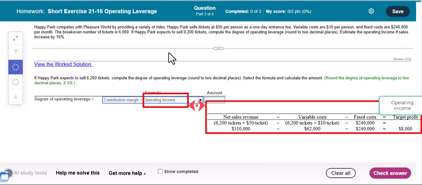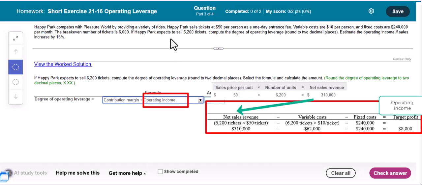So to calculate operating income, and this is a screenshot of our solution, you just take the net sales revenue and you subtract both of the different types of costs, the variable costs and fixed costs, and that gives you operating income. So to calculate net sales revenue first, going down the rabbit hole here, we need to find out the number of tickets they expect to sell. So again, that is this 6,200 tickets. And make sure you do not grab this break-even number here of 6,000. So read carefully. So we expect to sell 6,200 tickets.